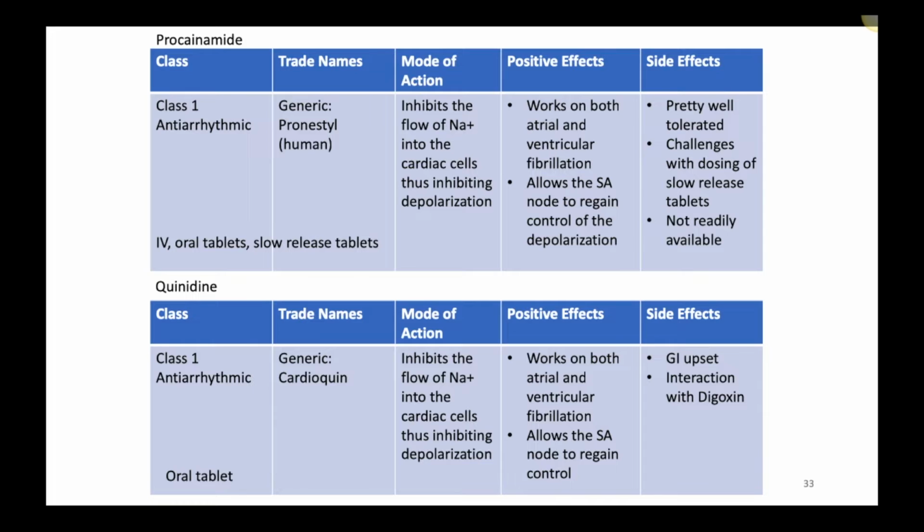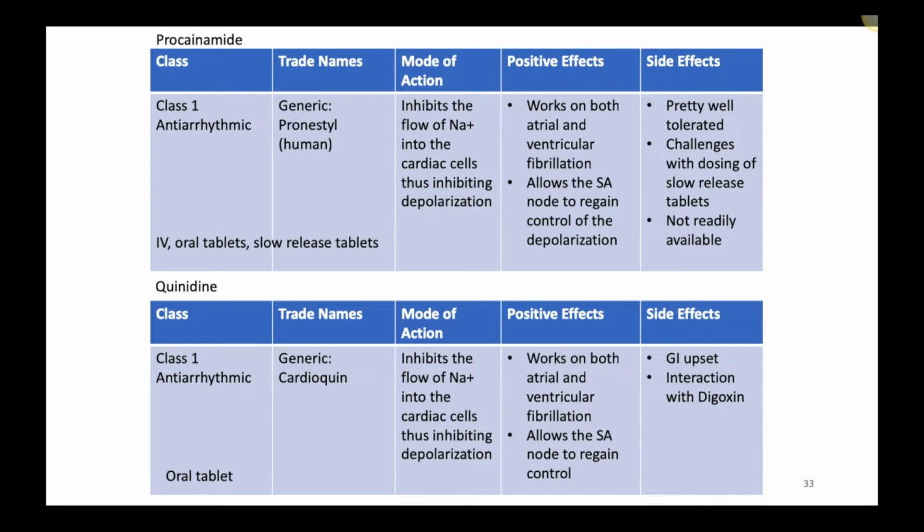So here's our chart. Procainamide, class 1 antiarrhythmic, can be given as an IV form, oral tablets, or slow release tablets. Propanolol is the human version, otherwise we just call it procainamide, which is generic. Mode of action, it inhibits the flow of sodium into the cardiac cells, thus inhibiting that depolarization. Benefits, it works on both atrial and ventricular fibrillation. And again, it allows that SA node to regain control of depolarization. It's pretty well tolerated.